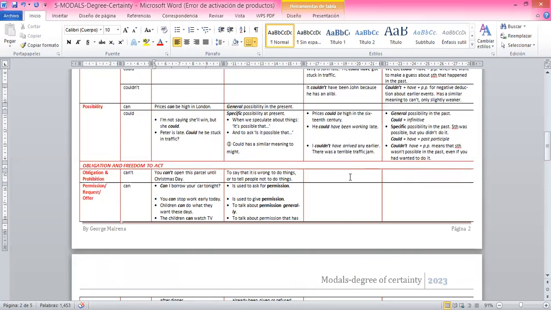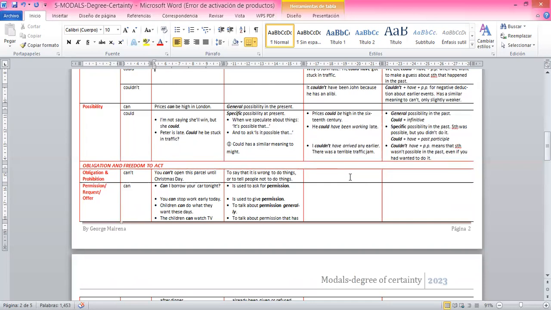Let's see about possibility. Can you read the example that we have there? Prices can be high in London. Are you sure that it is going to be high there? No. You're just using an assumption. It's a possibility that it can be high or can be low, right? And this is when we use can for possibility, when we have a general possibility in the present.